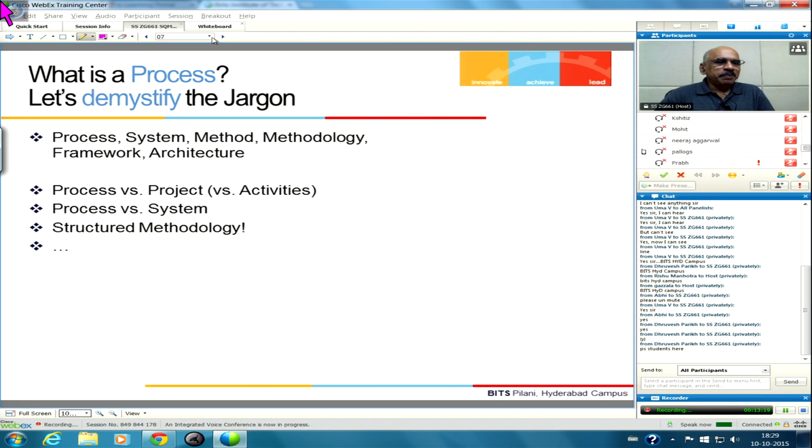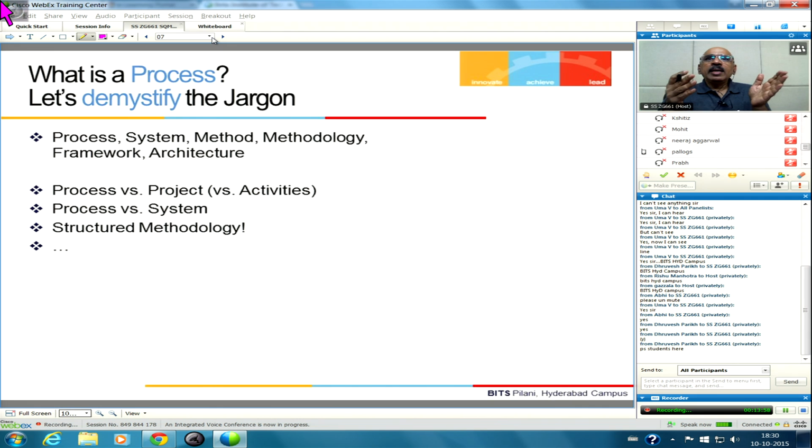So let us understand a little bit more about what is a process. Let us try to demystify the jargon. As we said, we use this word quite often in conjunction with other words like system, method, methodology, framework, architecture, and so on. Different words, we use in different disciplines. In engineering, we use the word framework, architecture. In management, we use the word process, method, methodology, etc. But there is a subtle difference in each of these words, which I'll try to explain.